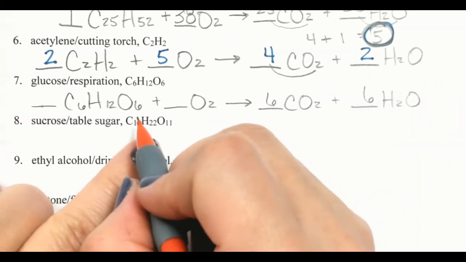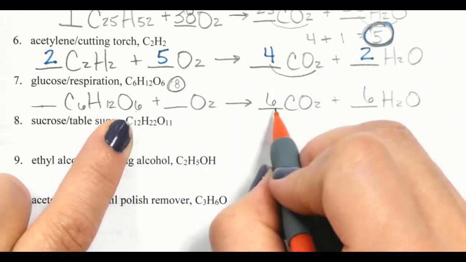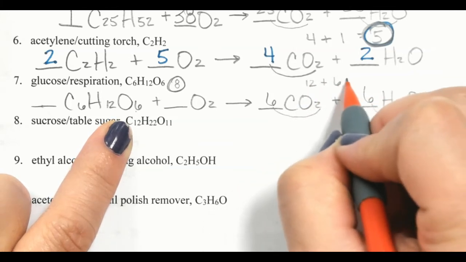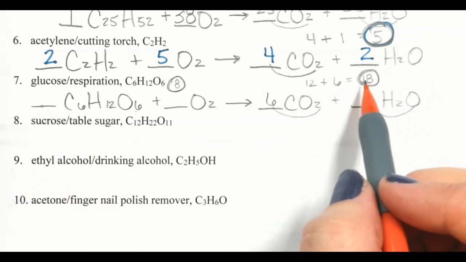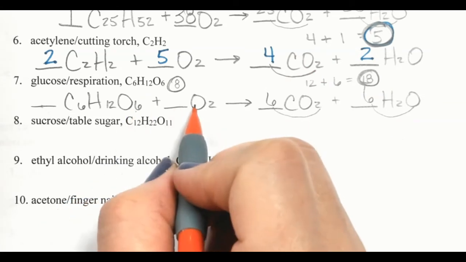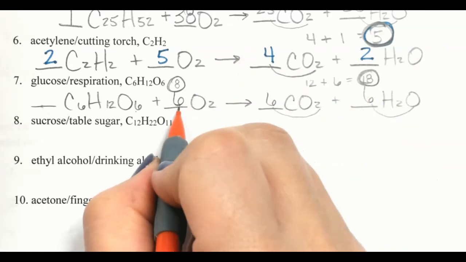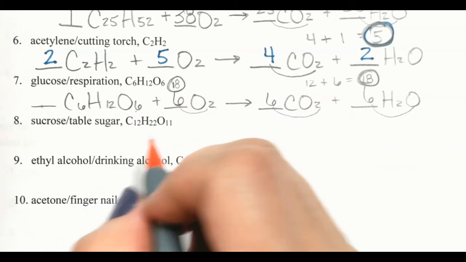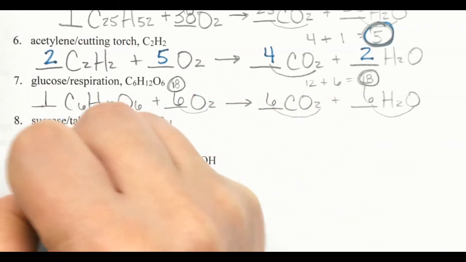Now, oxygens. We have 6 plus 2 is 8 oxygens on the left. On the right, we have 6 times 2 is 12 plus 6 is equal to 18 oxygens. So over on the left-hand side, from the 18, I need to subtract these 6. So that gives me 12. I need this to be 12. So 6 times 2 is going to give me 12. 12 plus 6 equals 18. And so now I have a matching amount on both sides, and that'll be a coefficient of 1. Let's do the next one.